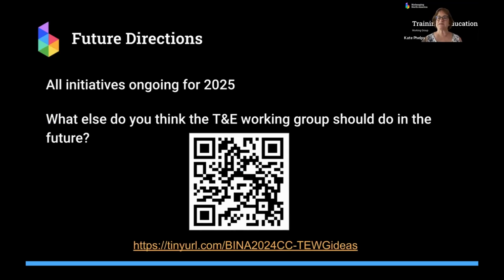These things are all continuing in 2025, but if there's something else you think we should be doing, use the QR code to fill out the Google form. Thank you.